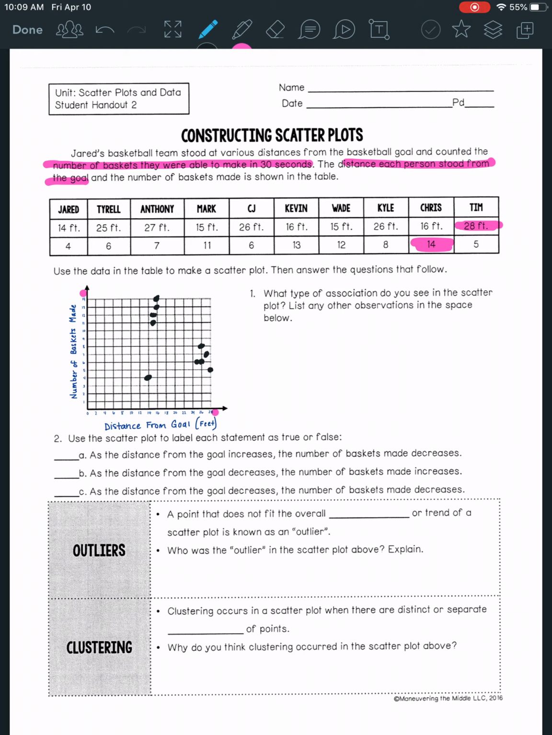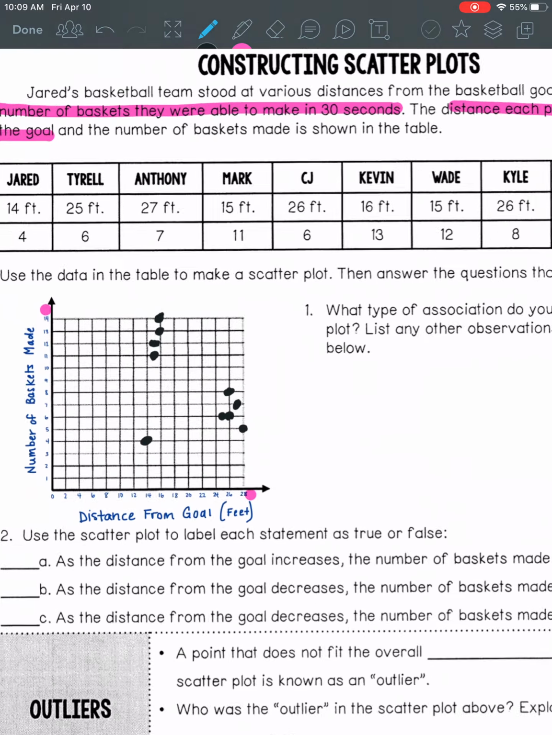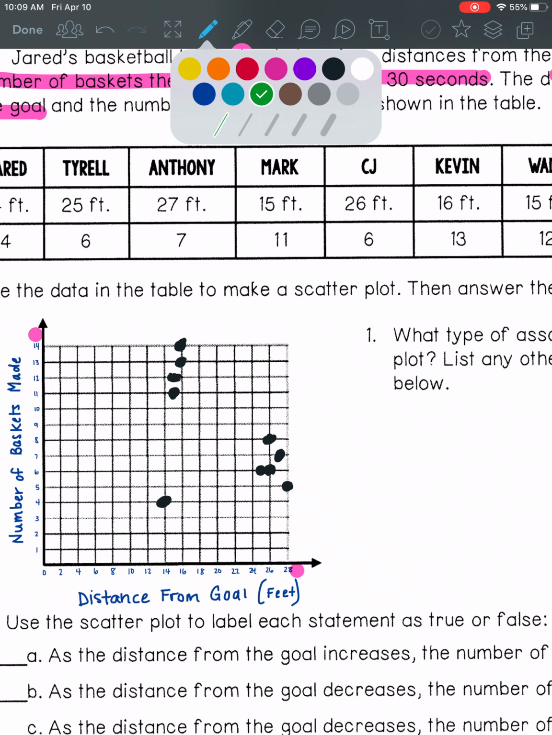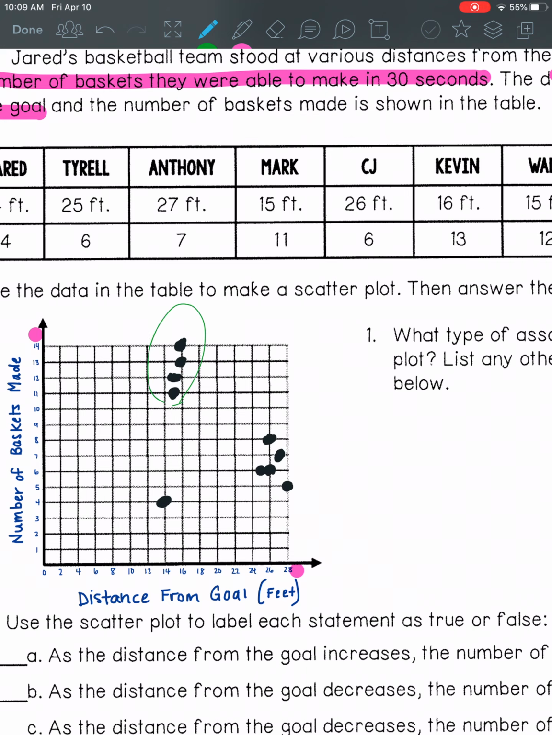So in the end, let's look at our associations. Do we have a positive, a negative, or no association? To me, there's two little groups here. We see kind of a group here, and we see a group here, and there's not a lot in the middle.